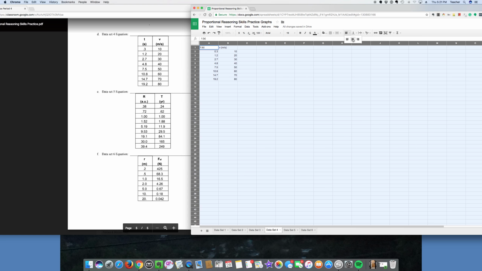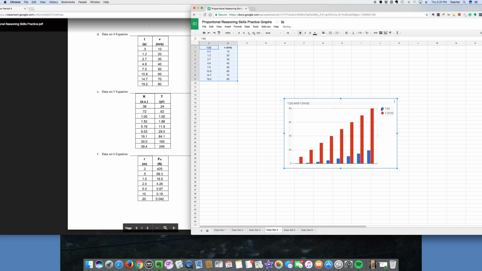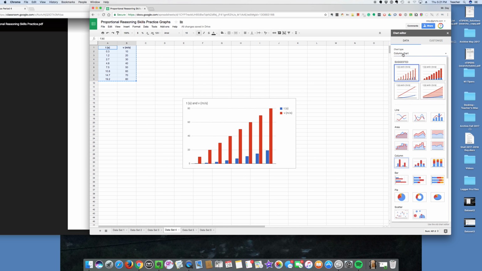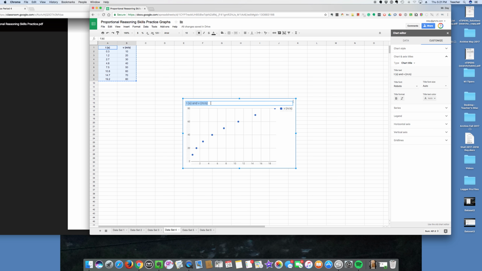Whoops, there. And then I'll make this bold, highlight my data, and let's see what it looks like. Oh great, my silly little column chart. I've got to change the defaults to scatter. I wonder how you do that. Whoa! Look at this. Are you serious? Oh my goodness. So this looks like velocity versus time. I wasn't expecting that.